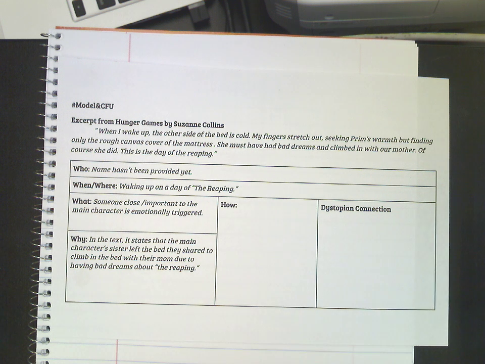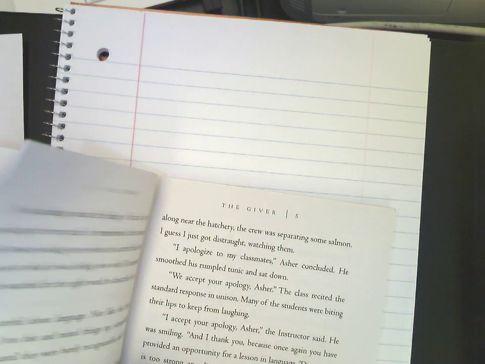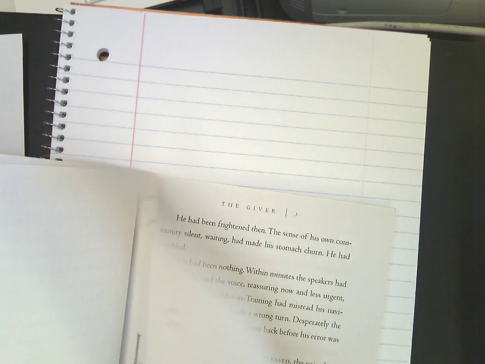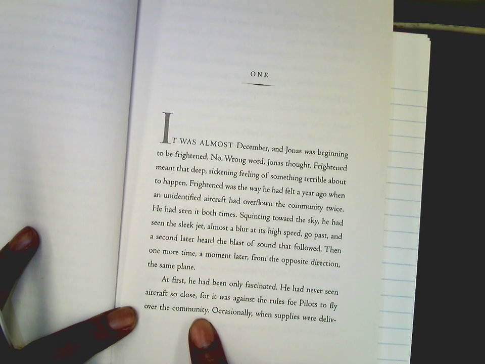So I'm actually going to do it that way. I'm going to just make the boxes how I've seen other students do it. I'm going to model with one of the very first pages that we read today and just pull an example from there and show how this would look. All right? So in The Giver, I'm going to start with page 1. And one thing that we noticed on page 1 is that there's a rule.